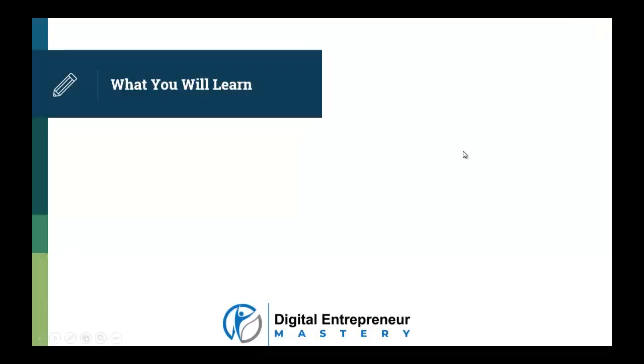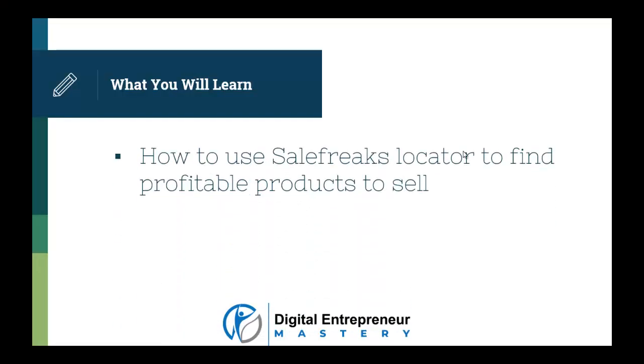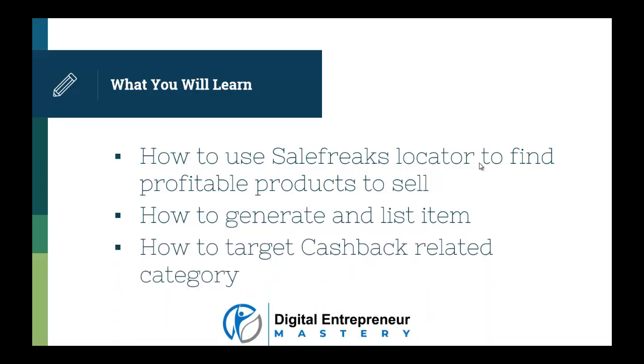In this video, I'll cover the following: how to use Salefreaks Locator to find profitable products to sell. Now, Salefreaks is basically a software that allows you to list items onto eBay and at the same time helps to monitor the price changes over at Amazon. And how to generate and list items. Now this part is basically very simple and easy to do once you use Salefreaks software. And the last, how to use Cashback and target the categories that you want to sell to get more cashback for your dropshipping business.